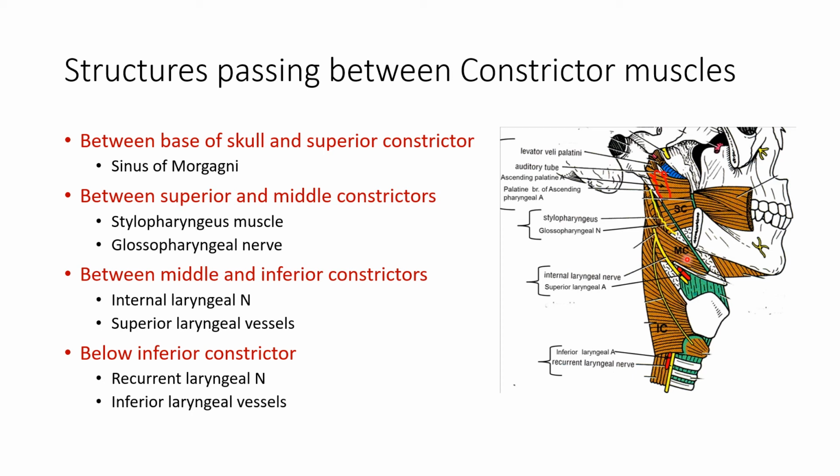Between the middle constrictor and inferior constrictor are the internal laryngeal nerve and superior laryngeal vessels that pierce the thyrohyoid membrane. Below the inferior constrictor will be the recurrent laryngeal nerve and the inferior laryngeal vessels.